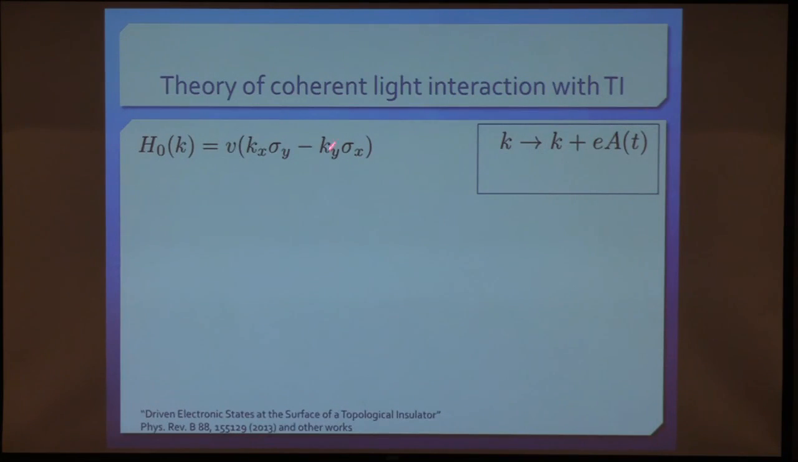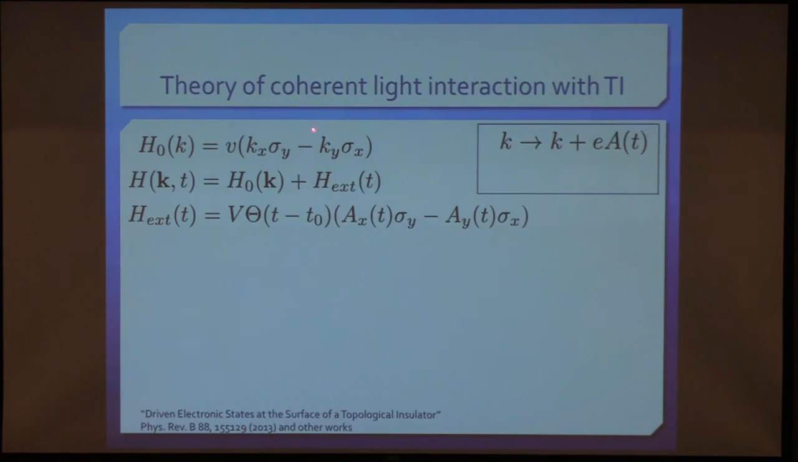And when you plug this in here, what you get out is, besides the original Hamiltonian, this external Hamiltonian. These are the components of the vector potential. For this simple model, we are assuming that this is a step function. You just turn on the light and it stays there. And this V is a bunch of parameters. This is electrical charge, Fermi velocity. E0 is the strength of the electric field. And omega is the frequency of the light.